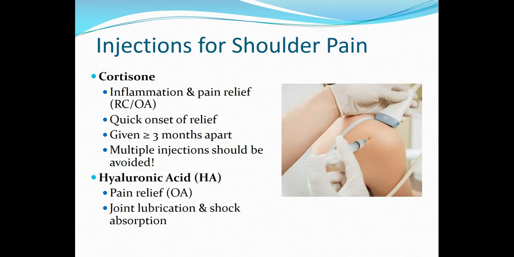Hyaluronic acid is another injectable treatment. Hyaluronic acid injections, or HA injections, can also be used to decrease inflammation and improve joint lubrication, usually with mild to moderate arthritis. It's important to note that there is a cost associated with hyaluronic acid injections. If injections provide minimal relief or very short-term relief, you should stop getting them and consider alternate therapies in addition to medications.